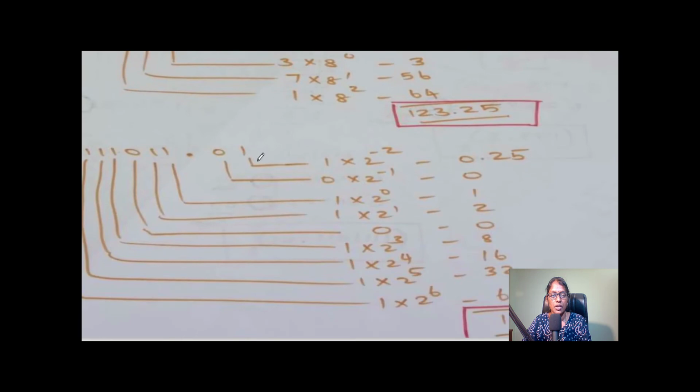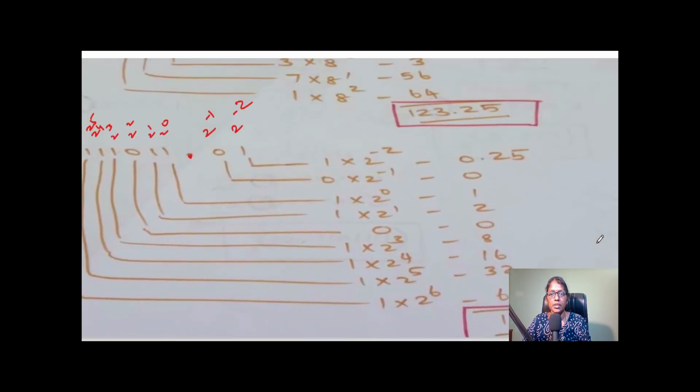Similarly, how to convert this binary value into decimal value? Before the decimal you have to multiply with 2 to the respective powers. After the decimal, here 0, 1, this is 2 to the power -1, this is 2 to the power -2. So multiply with the respective powers with the number. So 0 into 2 power -1, 1 into 2 power -2. Multiply it, find out the result and add all those values, you will get 123.25.